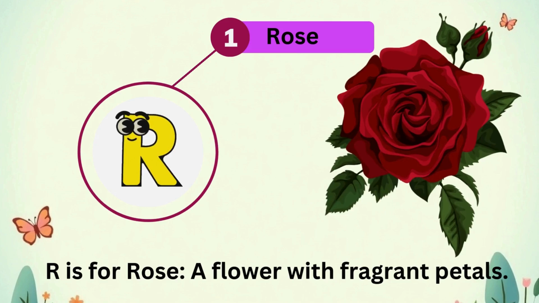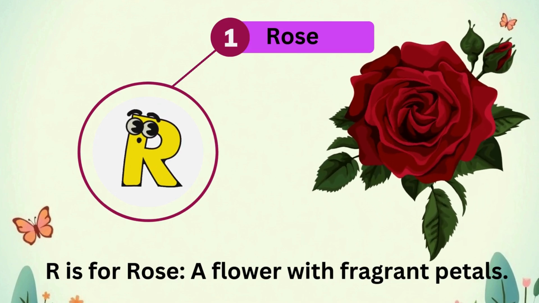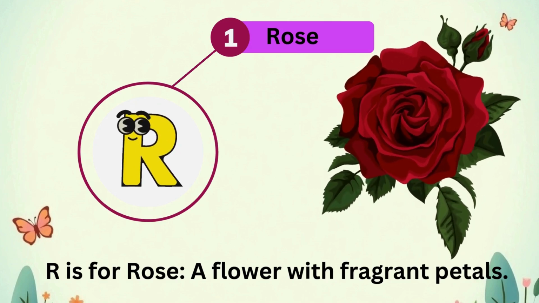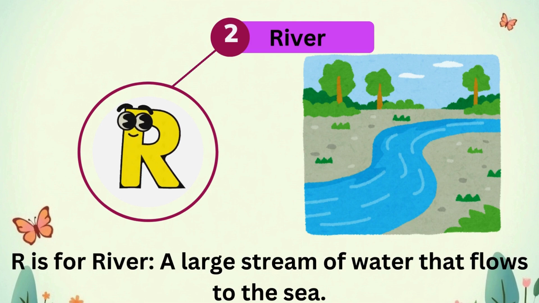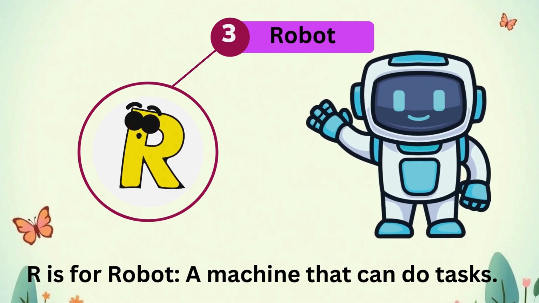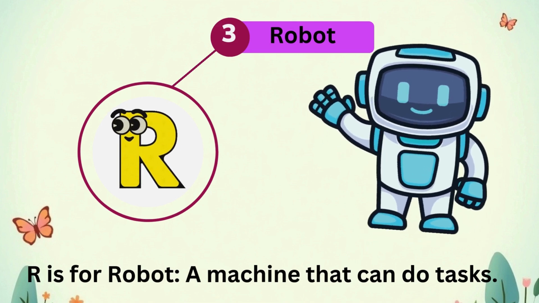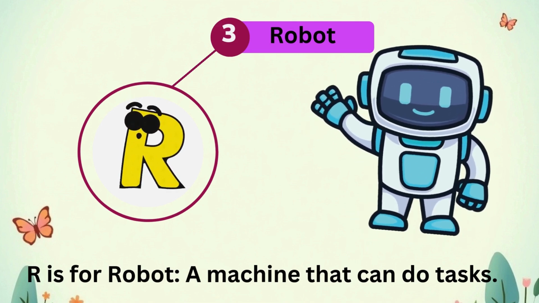R. R is for rose, a flower with fragrant petals. R is for river, a large stream of water that flows to the sea. R is for robot, a machine that can do tasks.